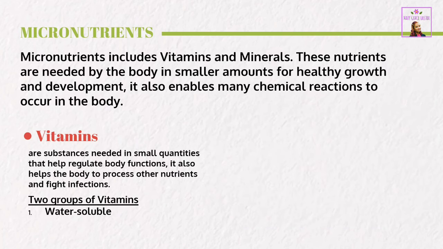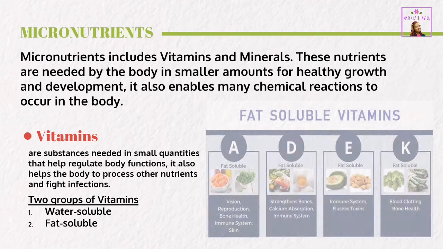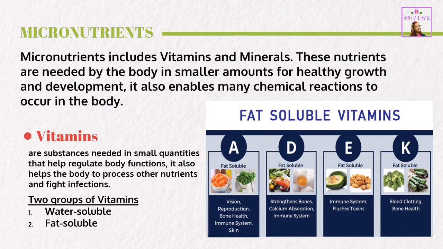The second is fat-soluble. Fat-soluble vitamins such as vitamins A, D, E and K, on the other hand, can be stored in the body until needed and don't have to be eaten daily. Since vitamins cannot be made in the body, they must be provided by the diet. Fresh fruits and vegetables, whole grain breads, cereal products, and fortified milk are rich sources of vitamins.